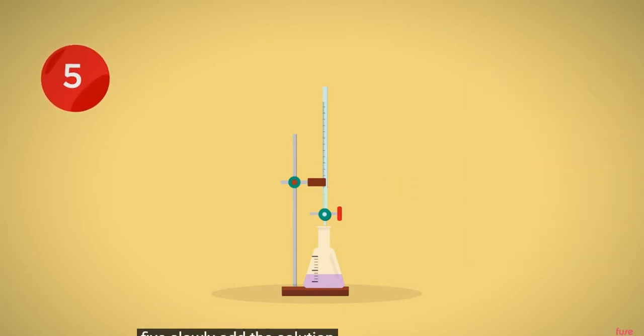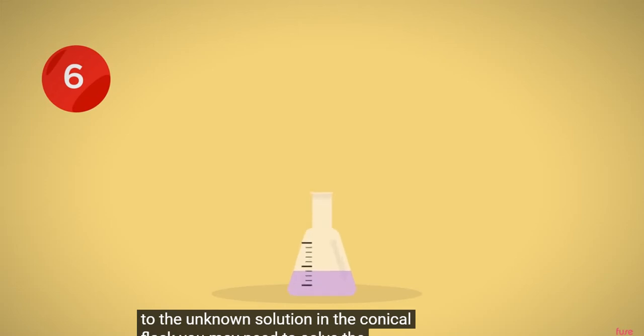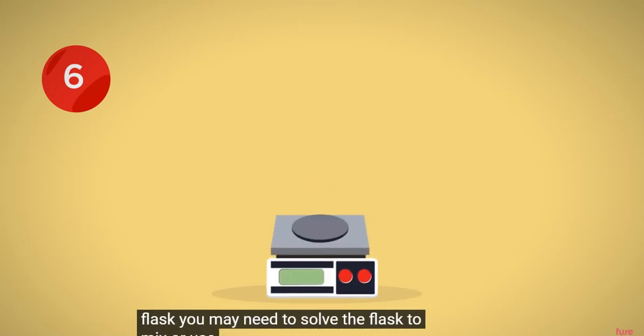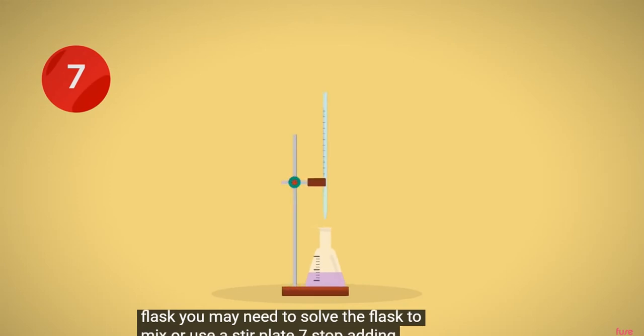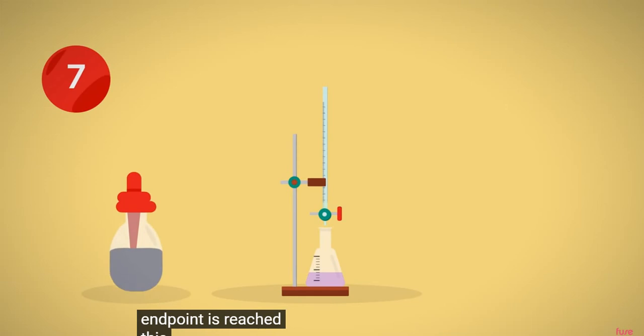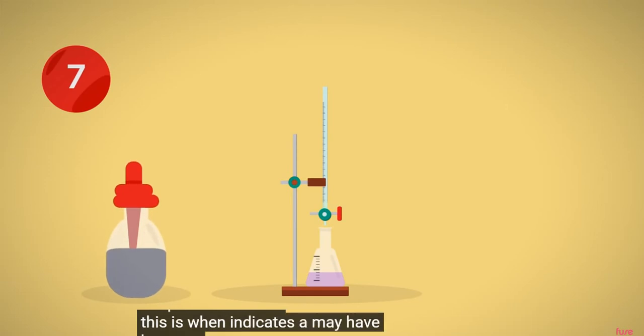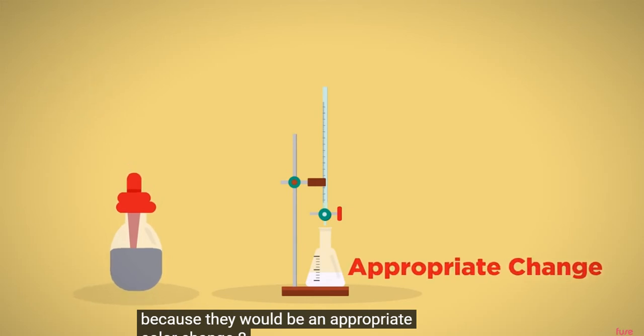5. Slowly add the solution from the burette to the unknown solution in the conical flask. You may need to swirl the flask to mix, or use a stir mill. 7. Stop adding when the reaction is complete. The endpoint is reached. This is where an indicator may help because there would be an appropriate color change.